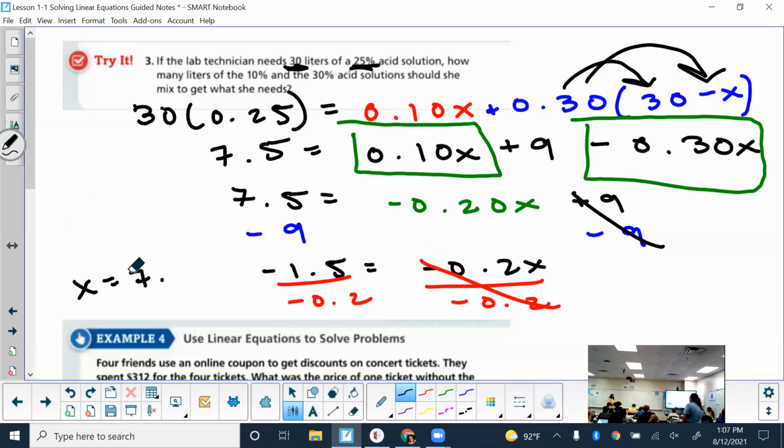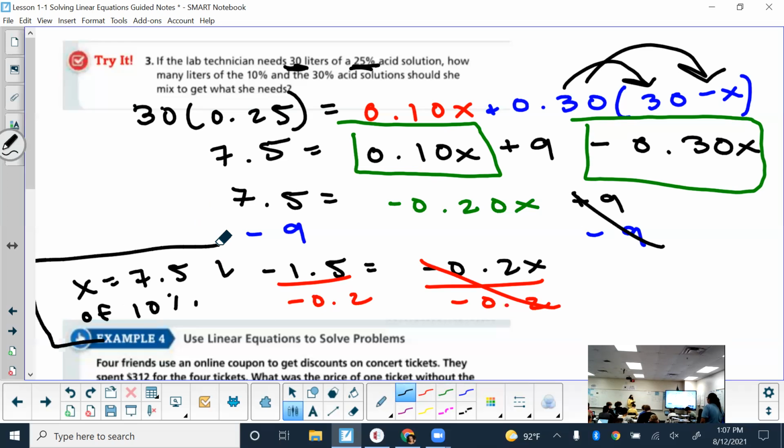7.5. Good. That's how much she needs of the 10% solution. Remember, that's what we had x represent, the 10% solution. So 7.5 liters of the 10% solution. I'm going to circle that, that's part of our answer.